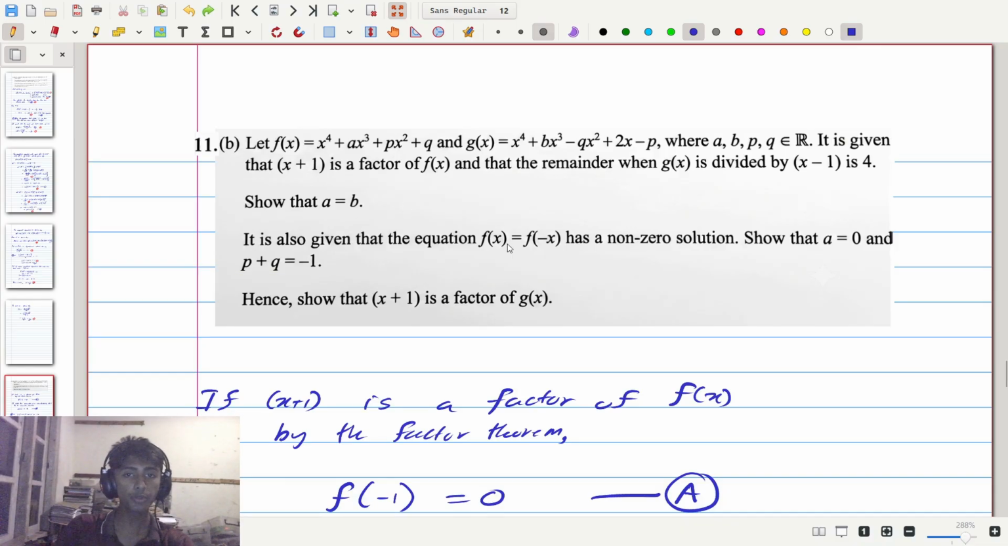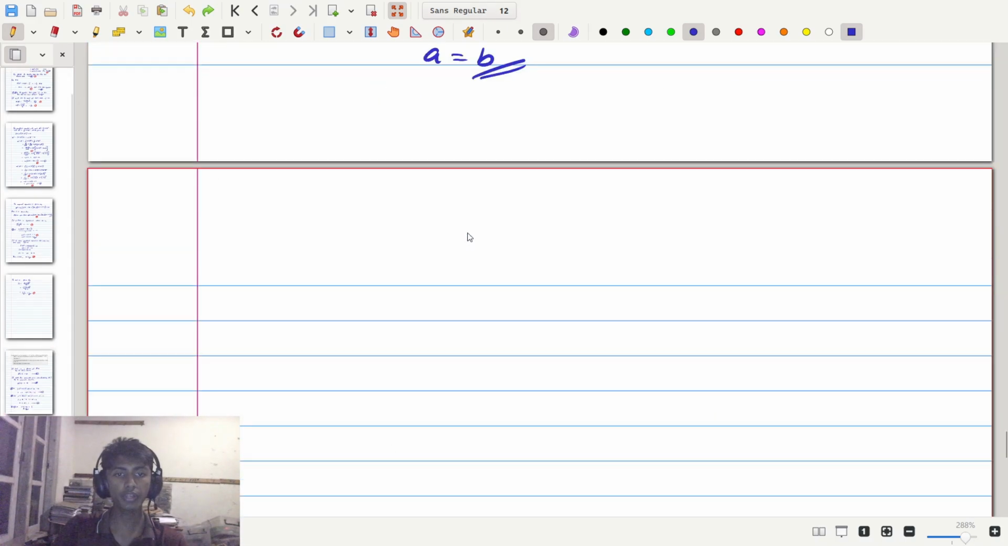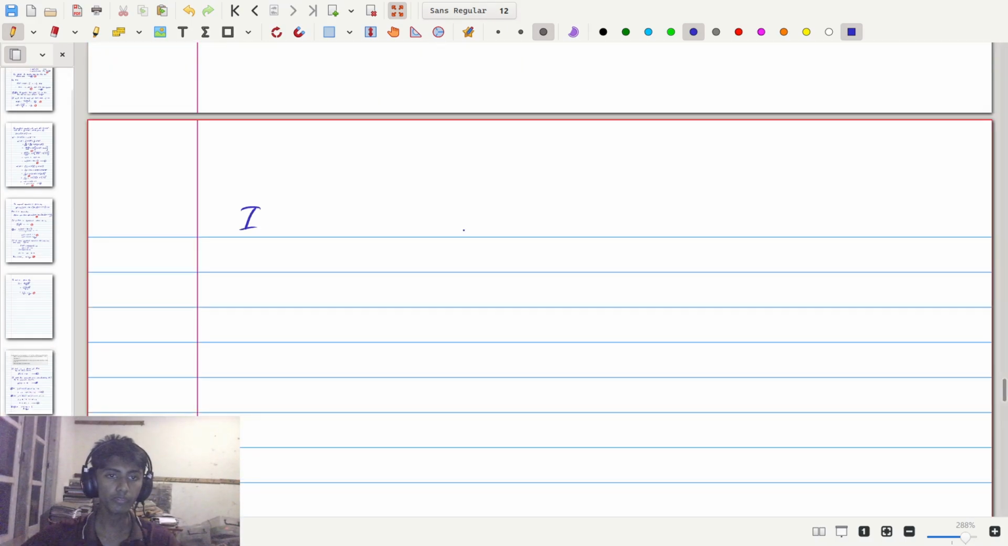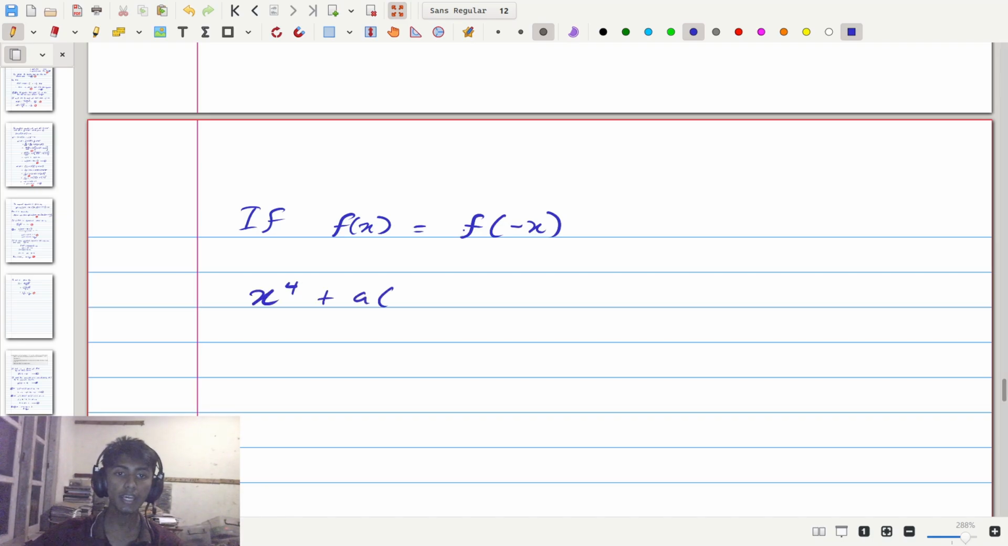Now for this, what we will do first is to try substituting in this equation, on the left hand side and right hand side, the actual function f of x. Considering that on the left hand side we just have the function f of x, going down we can say if f of x equals f of negative x, on the left hand side we are just going to have x to the power of 4 plus ax cubed plus px squared plus q.